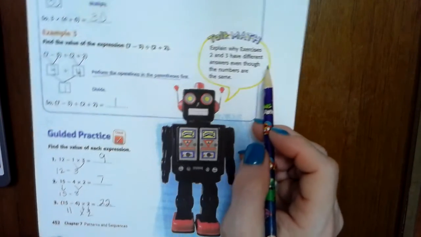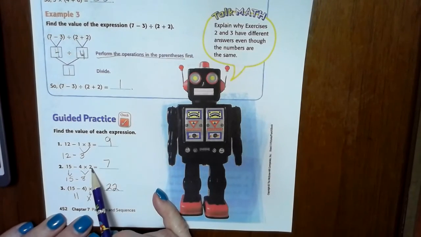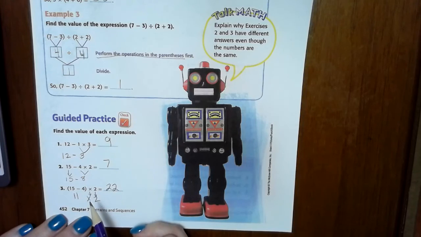Okay? So our robot up here even asks, explain why exercises 2 and 3 have different answers, even though the numbers are the same. And you see why. It's because of the order of operations. This one didn't have any parentheses, so we went ahead and did multiplication first. This one had parentheses, so we had to do what was in the parentheses first.